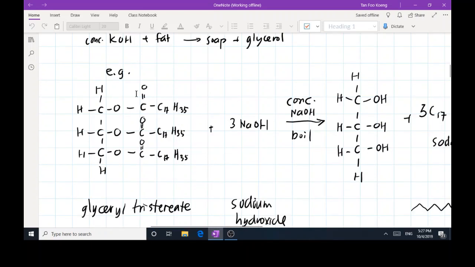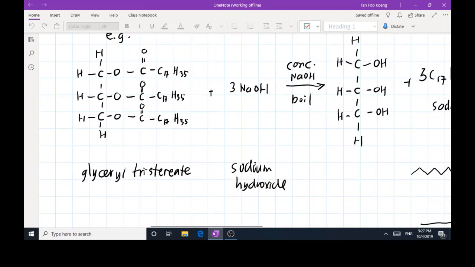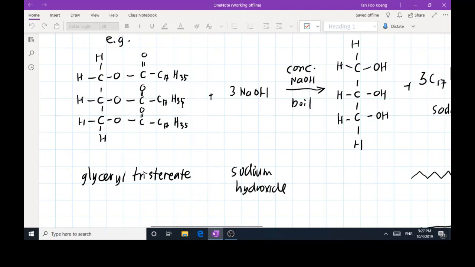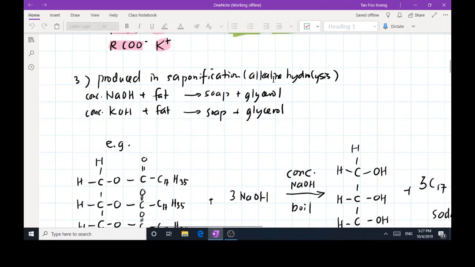Basically this is a molecule of fat. Now, we have the glycerol. This is the glycerol molecule, and these are the three fatty acids. When one molecule of glycerol reacts with three molecules of fatty acids, we get a triglyceride. So we are going to use alkali to break down the fat.